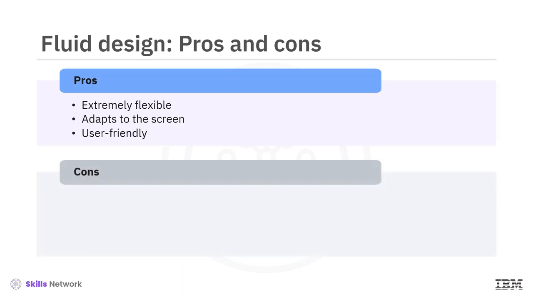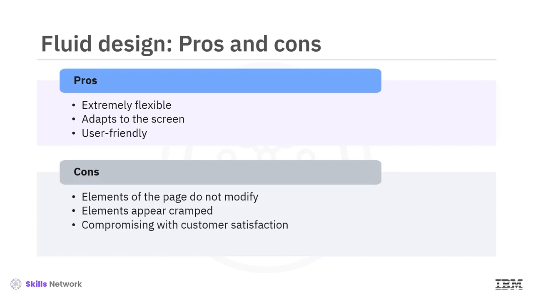The main issue with the fluid design is that, while the website's width varies according to the user's screen, the elements on the page may not. The issue regarding fluid design implies that the elements on a page will appear crammed on a smaller screen and stretched on a widescreen monitor. This approach can face challenges related to customer satisfaction when switching gadgets with varying screen sizes.